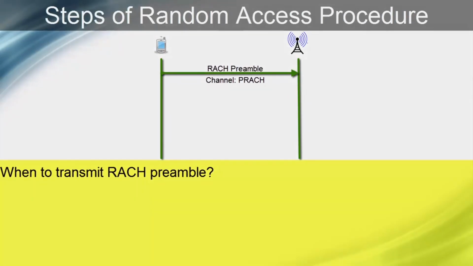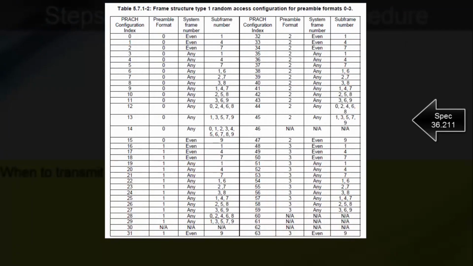Here is the table that tells us the format and timing of the preamble. SIB2 parameter PRACH config index is mapped to the PRACH configuration index column of this table. So, by reading this SIB2 parameter, UE comes to know about the preamble format and timing.